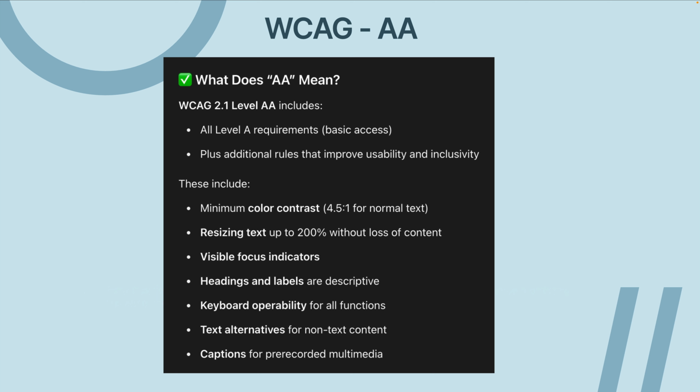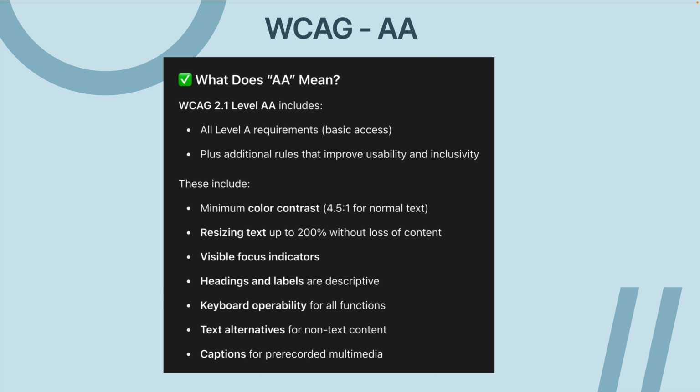Some people who have low vision zoom your website up to 200%, so your website shouldn't break. We shouldn't lose content by zooming it. They don't have to keep scrolling. And there should be visible focus indicators. If they are on any link or button, there should be some kind of focus indicator to tell them that they're currently on that particular element.